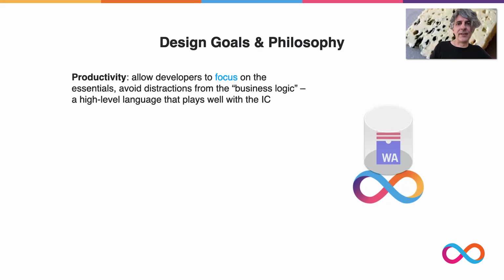So what are the design goals? What's the philosophy behind Motoko? Well, there are four pillars here. Most of them are not surprising, and probably all languages claim them, but let me talk through them anyway. One, of course, is we want to provide a productive tool for developers, right? That means you want to be able to focus on the essentials and avoid distractions by stuff that should just not matter. So that's why you want a high-level language where you don't have to pay attention to irrelevant details like, say, memory management.